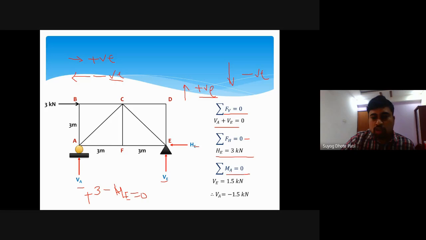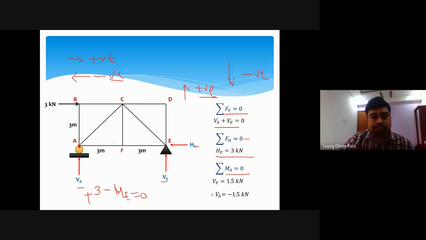So for that, we can consider summation of moment at a joint equal to 0. So summation of moment at joint A is 0. Whatever force is applied, the moment about this joint A will be equal to 0. We can equate it to 0. If we consider joint A, then VA will not come into the picture. Again, HE will not be in the picture.